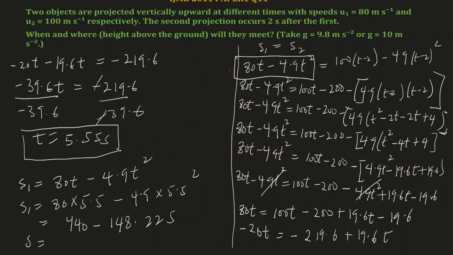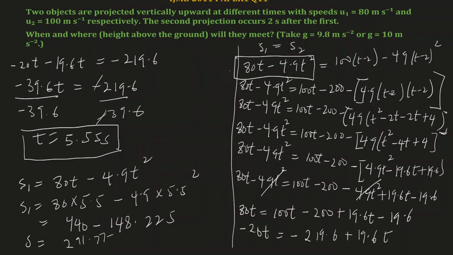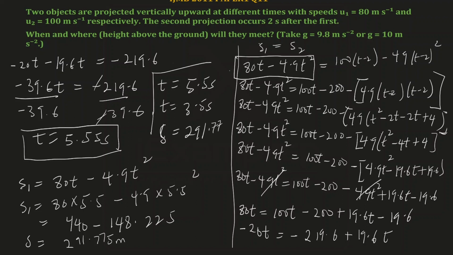So the distance at which they will meet will be 440 minus 148.225. That should give 291.775 meters. So when will they meet? t will be after 5.5 seconds from when the first ball is thrown, or they will meet after 5.5 minus 2, that is 3.5 seconds, after the second ball was thrown, because the second ball was thrown after 2 seconds. And the distance where they will meet, s, is equal to 291.775 meters.